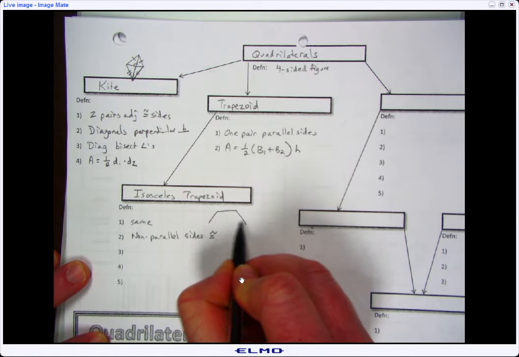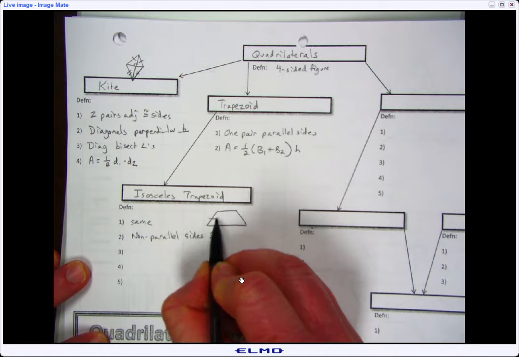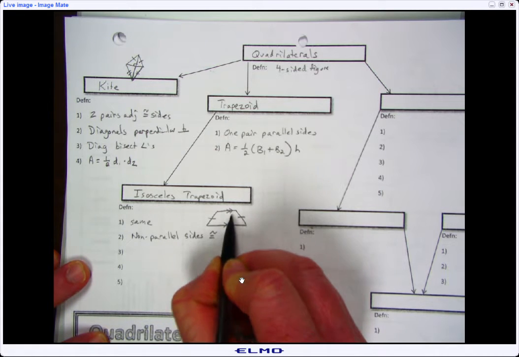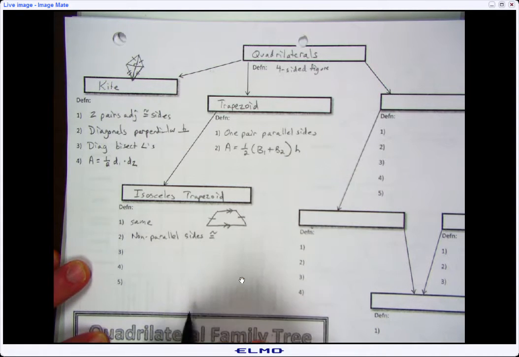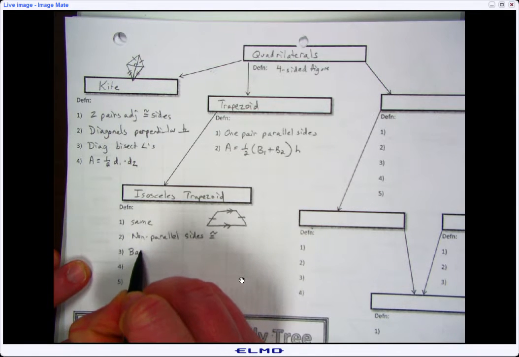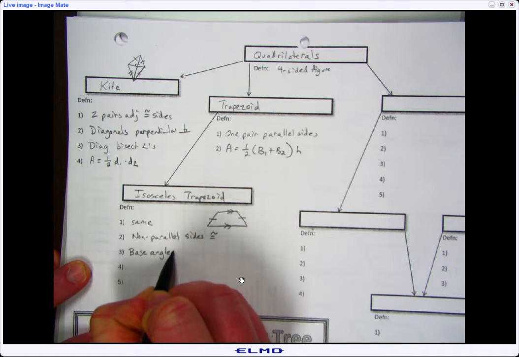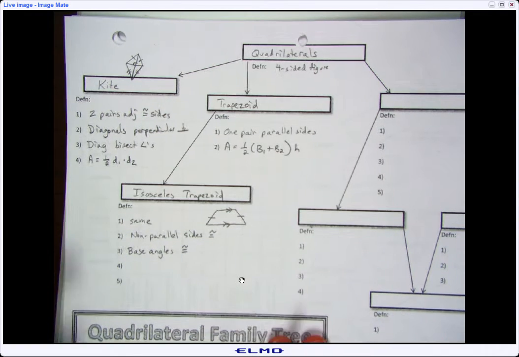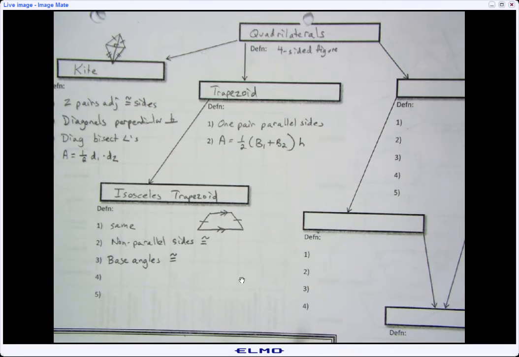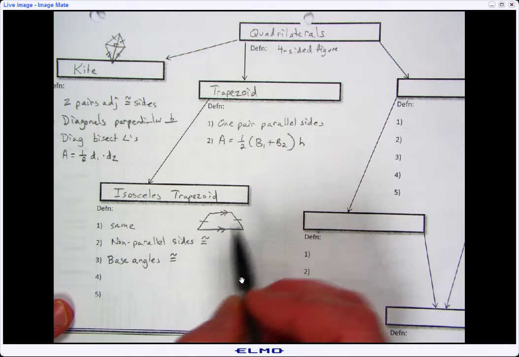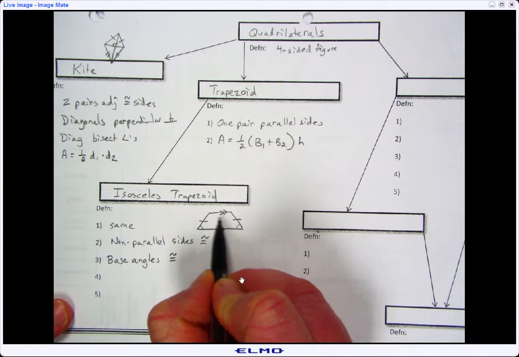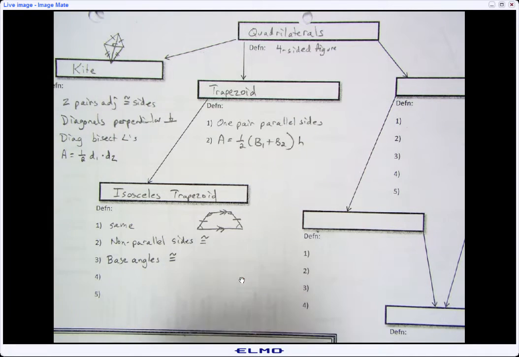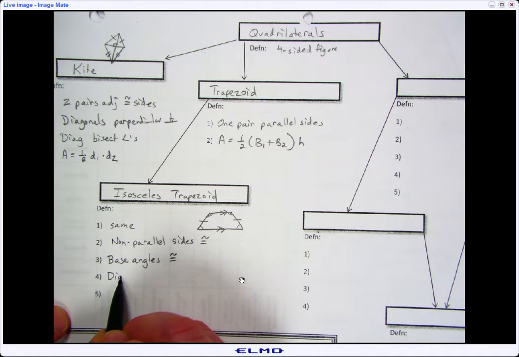So if you're drawing a quick sketch, these are the parallel sides, these are the non-parallel sides, and they are congruent. Another feature is the base angles are congruent, and usually the bigger side is what we call the base down there, but either side is a base. You notice in the formula there's a base 1 and base 2. These angles are congruent, these angles are congruent, and diagonals are congruent.